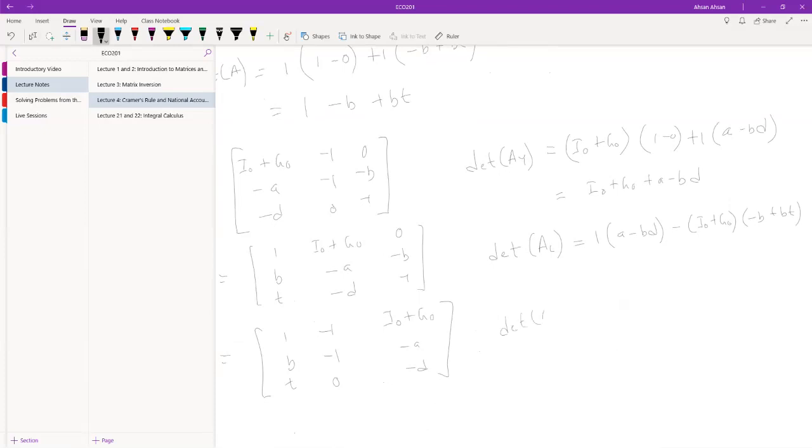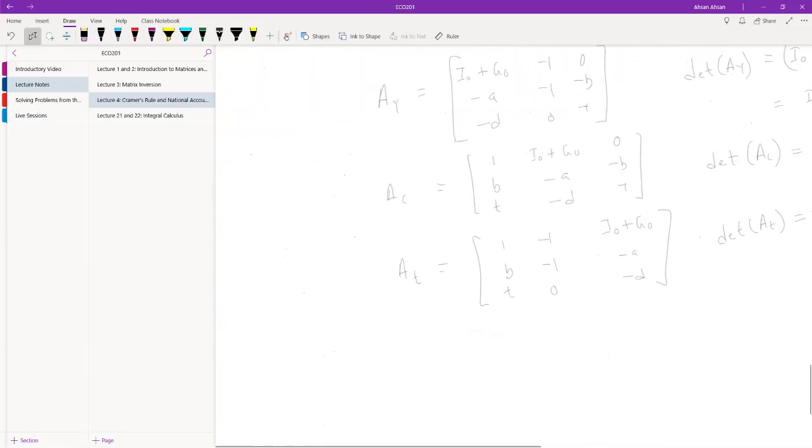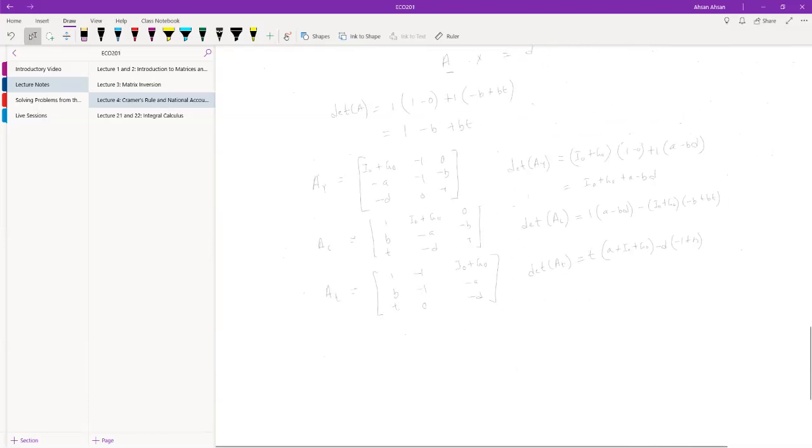And determinant of AT gives me, I'm going to use the third row this time. That seems easier. So start off with T, A minus minus, so plus I naught plus G naught minus D minus 1 minus plus B. So these are the three things that we get.